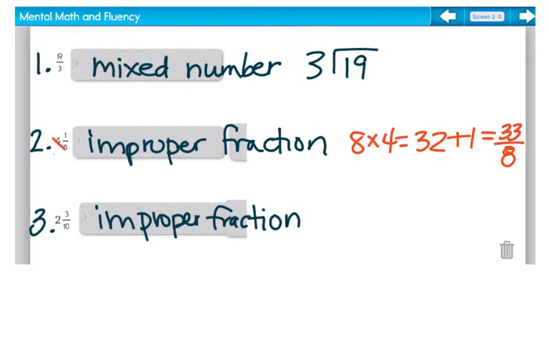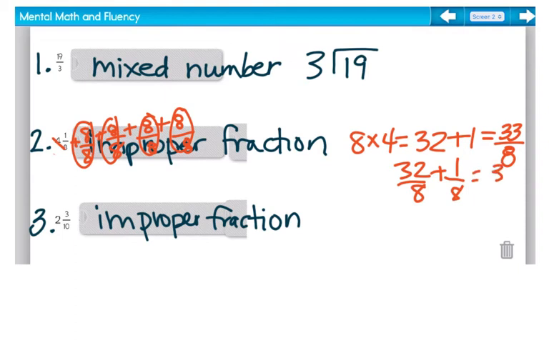Or I can think about 4, changing that so it has a denominator of 8, and I would do that 4 times because 8/8 plus 8/8 plus 8/8 plus 8/8, each one of those equals 1 whole. 1 2 3 4. 8 plus 8 plus 8 plus 8 is 32/8. 32/8 plus the 1/8 that is there gives me 33/8. Go ahead and solve for number 1 and 3.